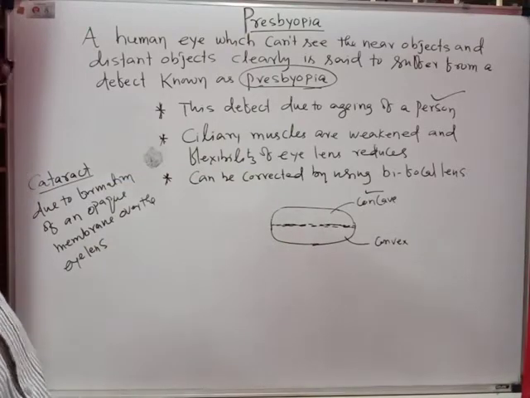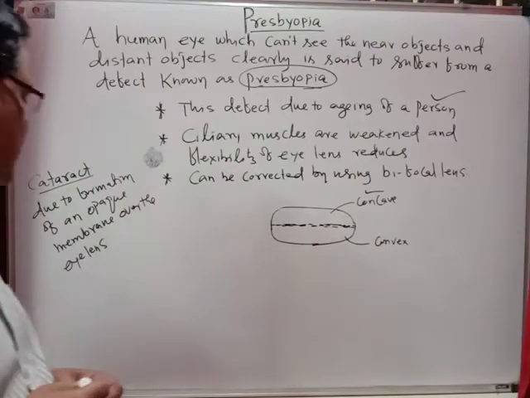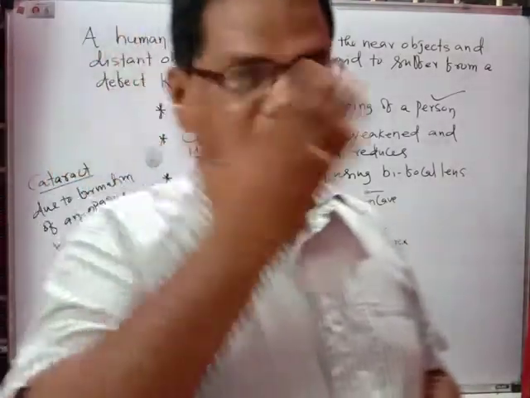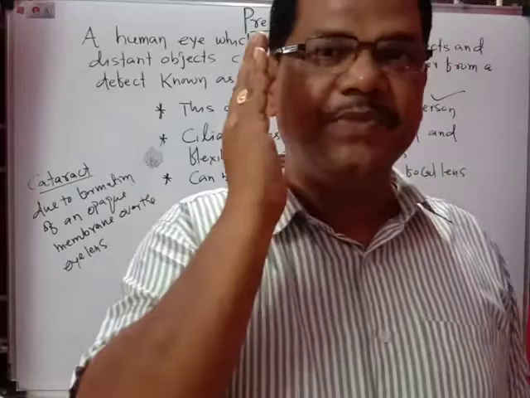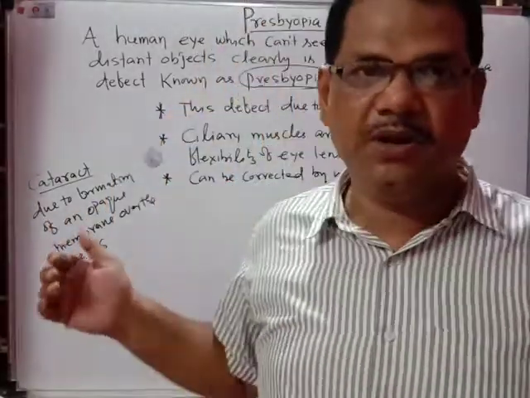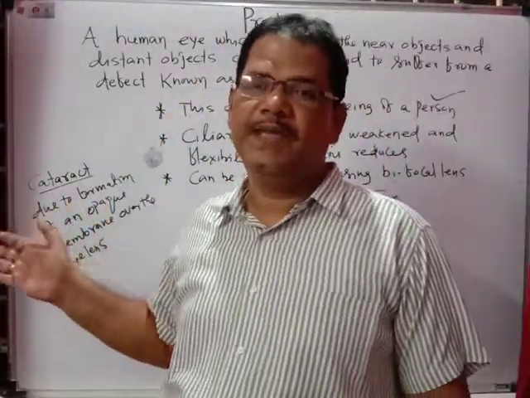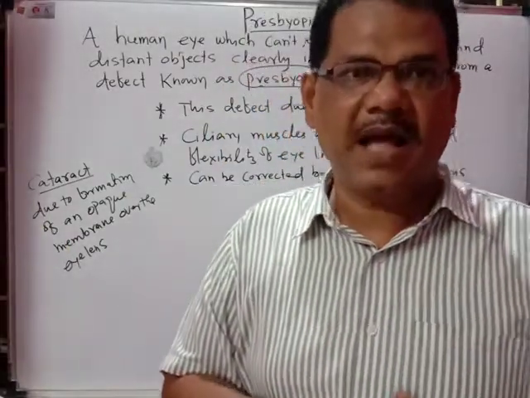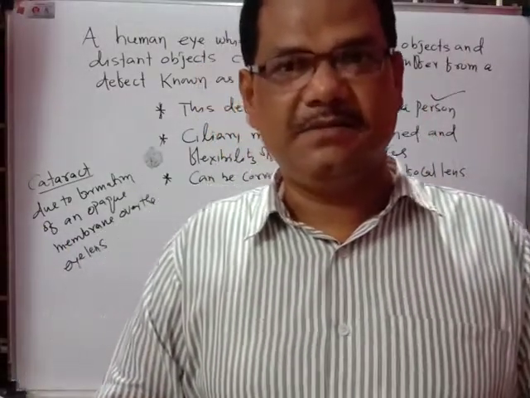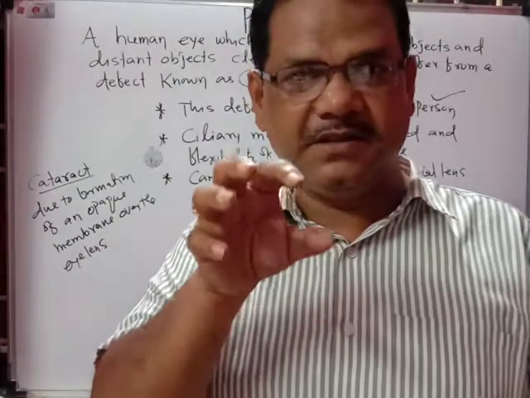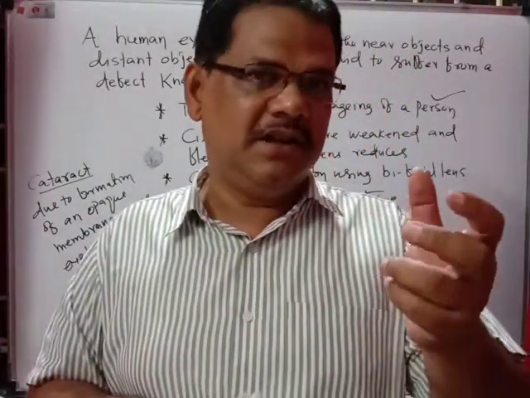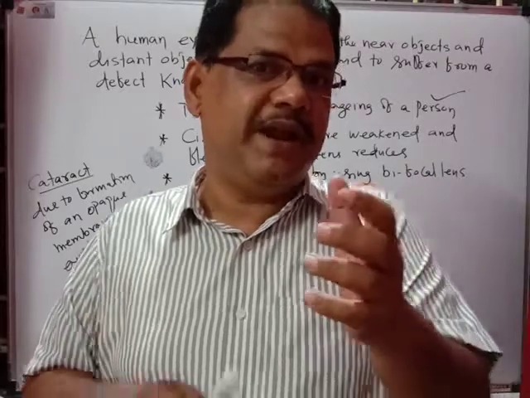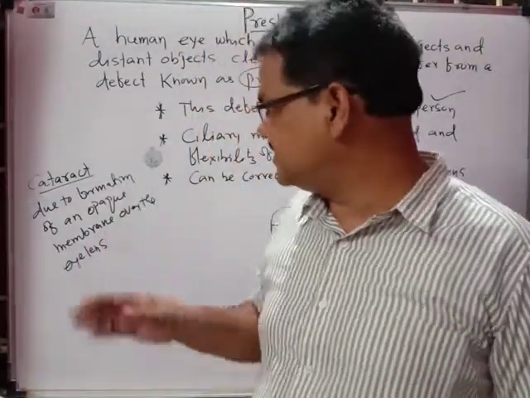Another simple defect is the cataract. Cataract is due to the formation of an opaque membrane over the eye lens. One membrane will be covered over the eye lens, and that thing also you will find in older people. One membrane will be formed over the eye lens, so that the intensity of light entering is not in sufficient amount, and you cannot see clearly.